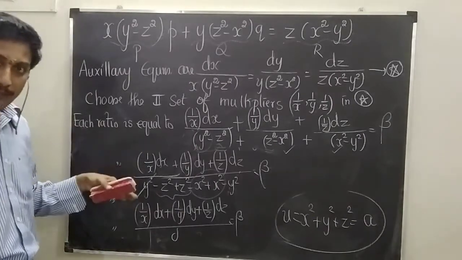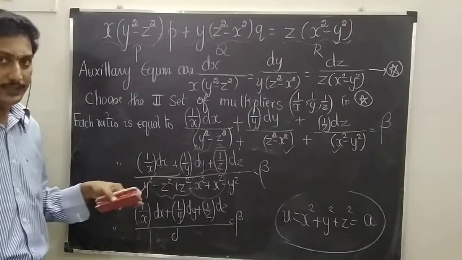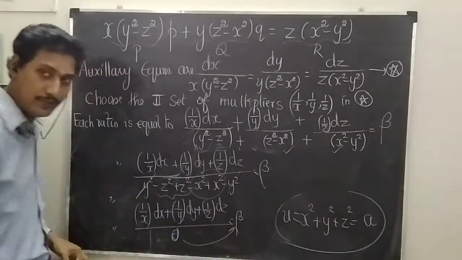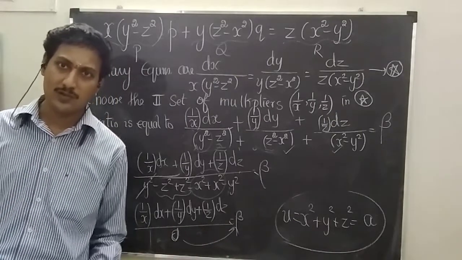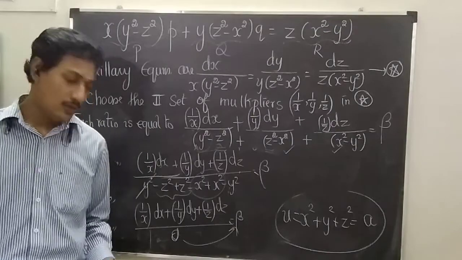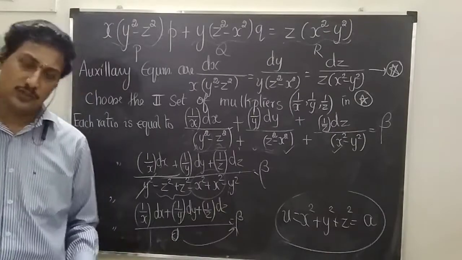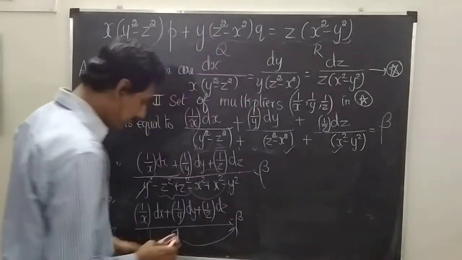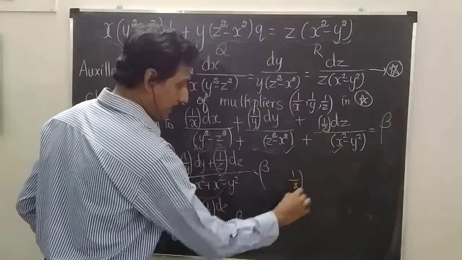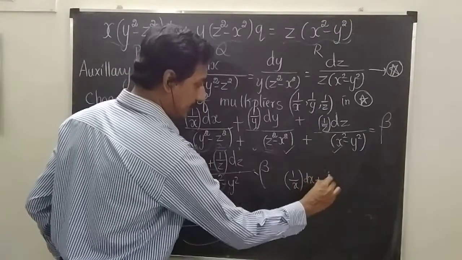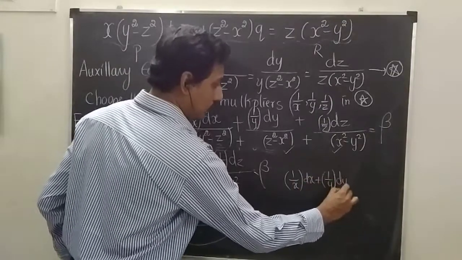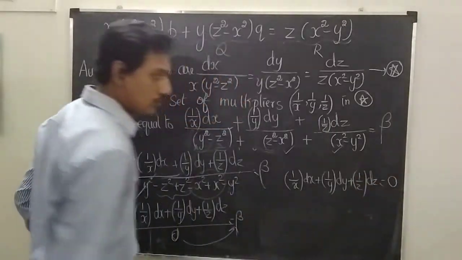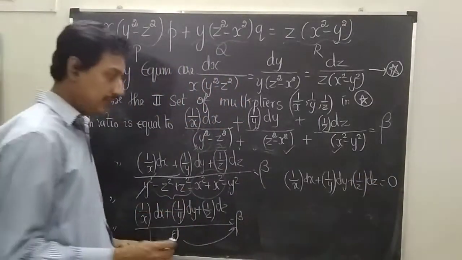So the numerator is 1 by x dx, 1 by y dy, 1 by z dz in addition form. The denominator is 0. So 0 into the beta term, because every ratio is equal to some constant. When I multiply the 0 to the other side, this becomes 0. So I am getting 1 by x dx plus 1 by y dy plus 1 by z dz is equal to 0. Now the left-hand side is grouped, so we can go for the integration directly.